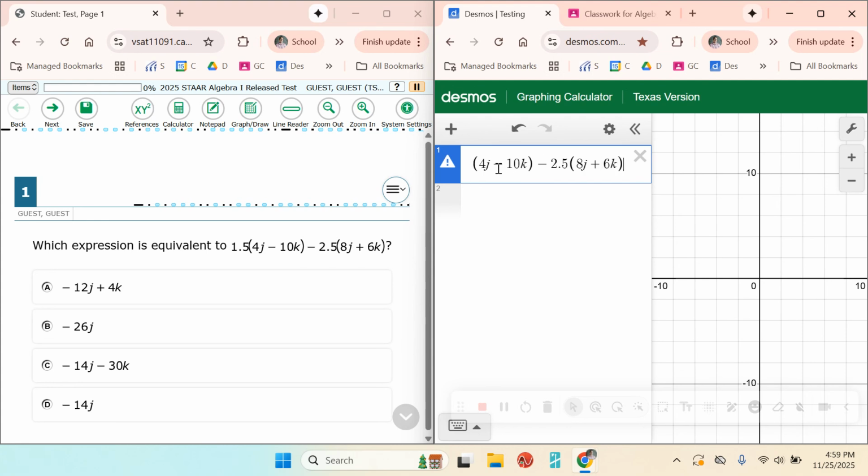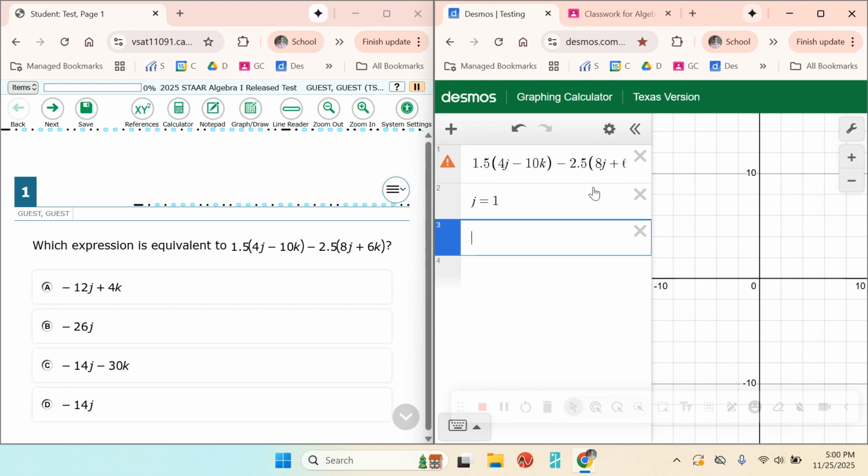Now notice, I got this little error message right here. It says this: too many variables, try defining j or k. Well, all that define means is, okay, I'm going to say j, that was my first letter, so I'm going to say j equals 1. And I just noticed I made a mistake. This should be a 1.5.